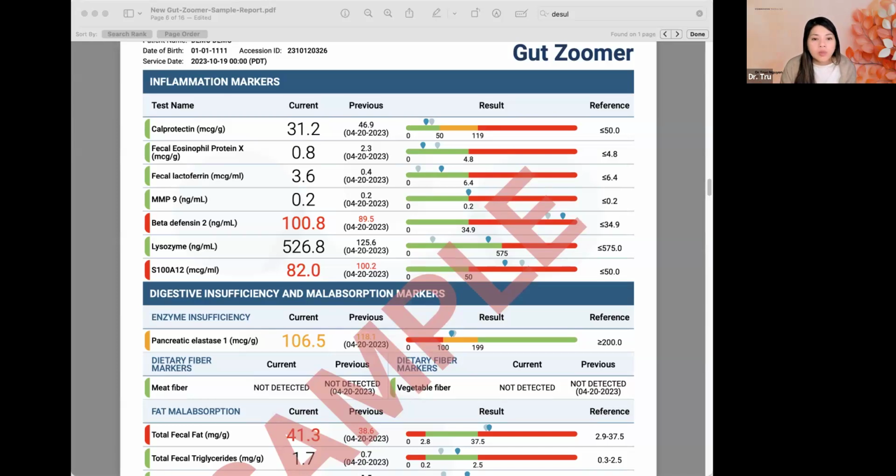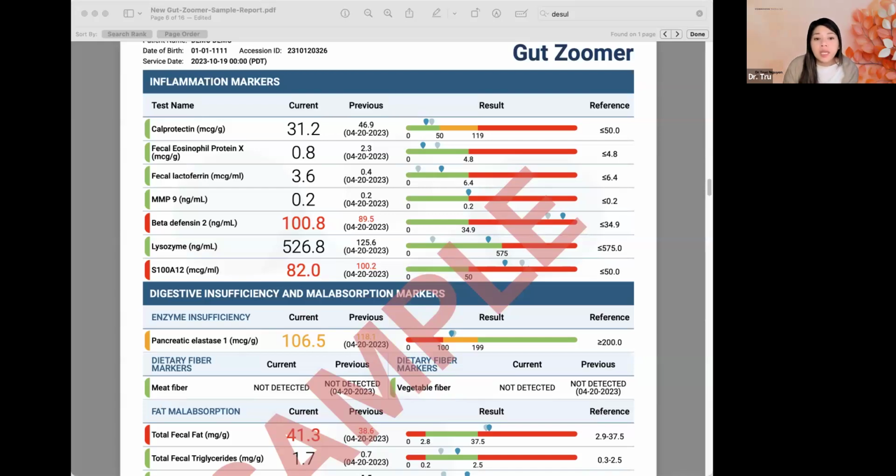Okay. S100, a protein similar to calprotectin, is produced by neutrophils as well. Again, it is seen in ulcerative colitis and Crohn's. Just think ulcers, right? It's particularly important in children because this marker is used to distinguish IBS from IBD in children.